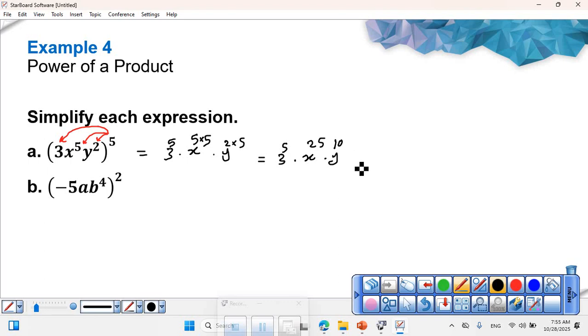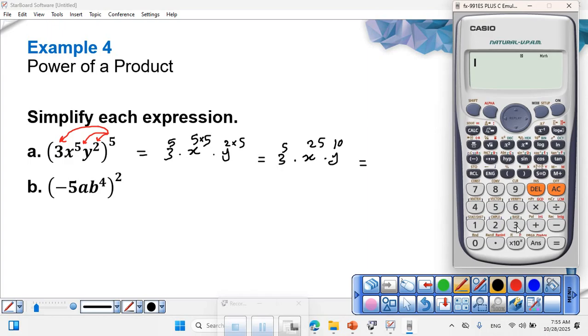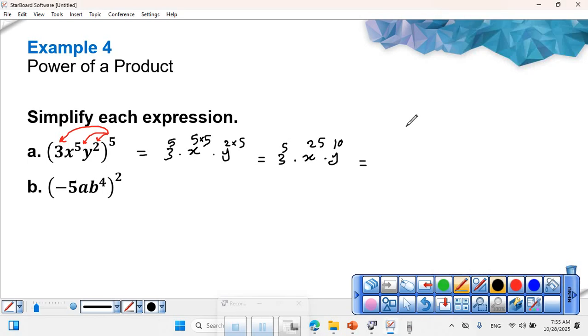The final answer is 3 times 3 times 3, 5 times. What's the answer? I think maybe you can use a calculator here. Yes, 3 to the power 5, 243. So 243 x to the power 25 times y to the power 10.